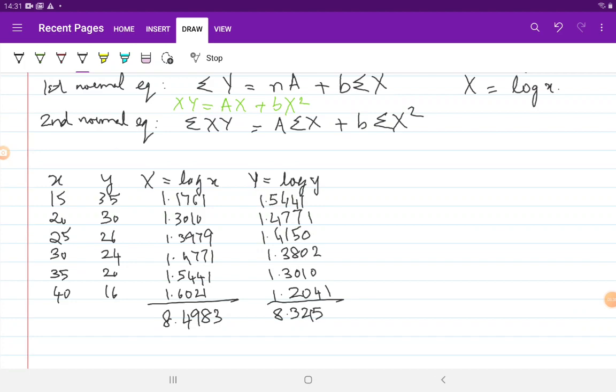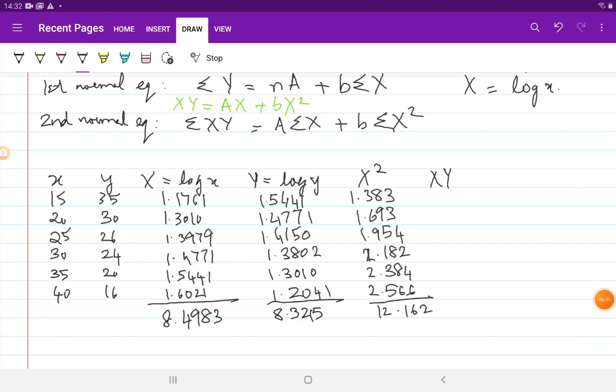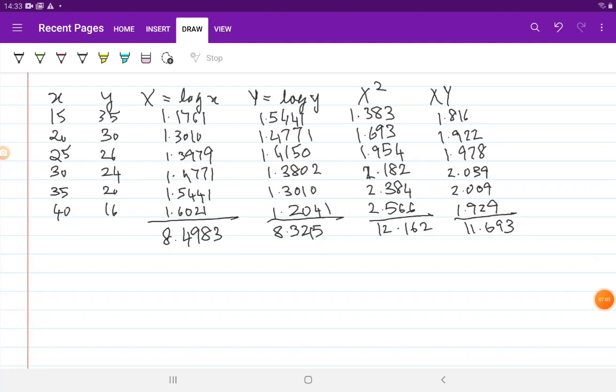So I have also calculated capital Y, which is equal to log y. These are the values that you get. And remember, for my normal equations, I also need capital X square, and I need X times Y. Using your calculator, you can calculate the values. So this is your X square column, and finally X times Y can be written as, so now we've got all the columns filled up and their sums found out. Just put them into your two normal equations.